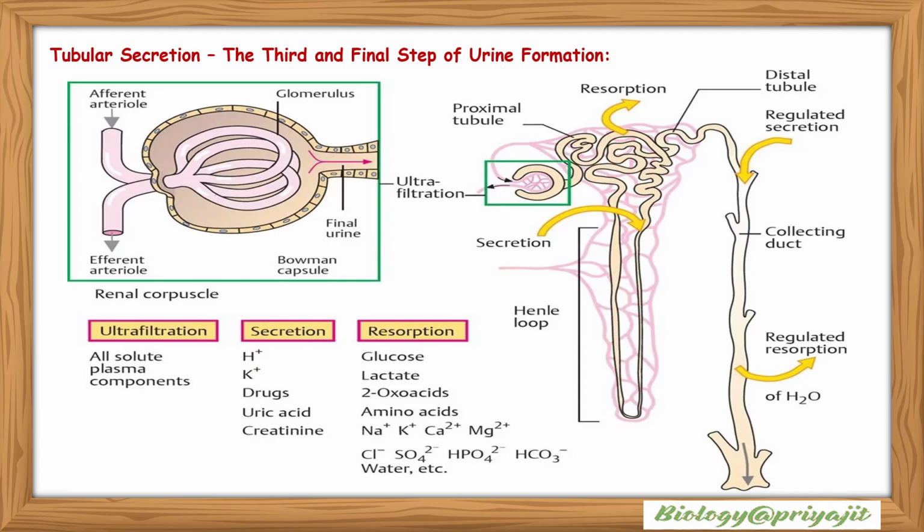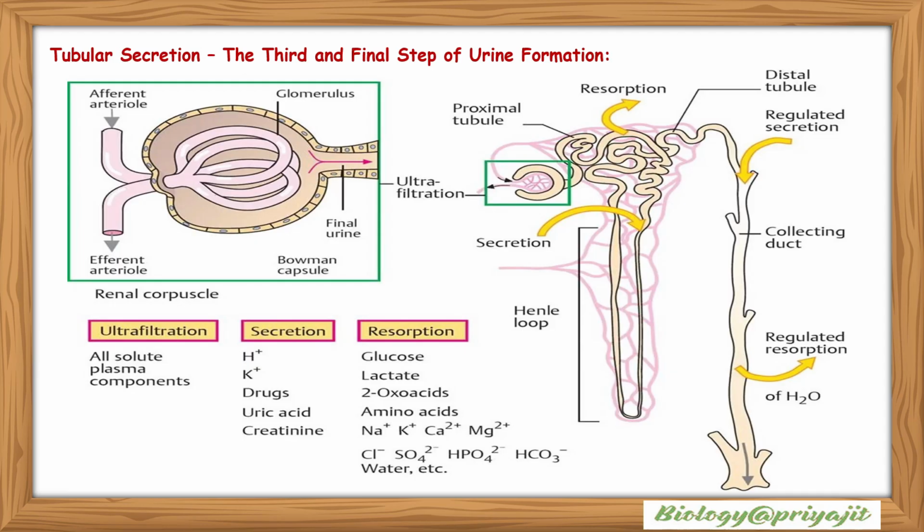Tubular secretion, the third and final step of urine formation. This process moves substances like potassium, ammonia, hydrogen ions and urea from blood into the renal tubules to maintain chemical balance. Sites of secretion: K+ is secreted in the proximal and distal convoluted tubule and the collecting duct. Ammonia is secreted in the proximal convoluted tubule. H+ ion is secreted mostly in the proximal convoluted tubule and also in some amount in the distal convoluted tubule. Urea secretion occurs in the loop of Henle.